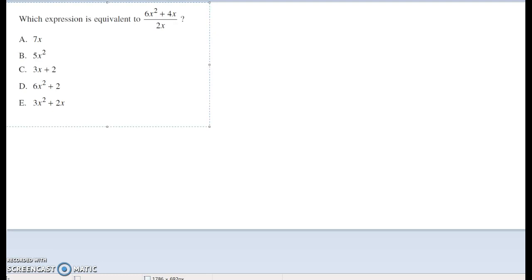Which expression is equivalent to 6x squared plus 4x over 2x? The first thing I want you to notice is that this is a fraction, because it has the line right here, and it's a fraction where we are adding 2 terms. What that means is that we actually have 6x squared over 2x, and we also have 4x over 2x, because the 2x is our least common denominator. So if we were to separate it out, it would look like this.